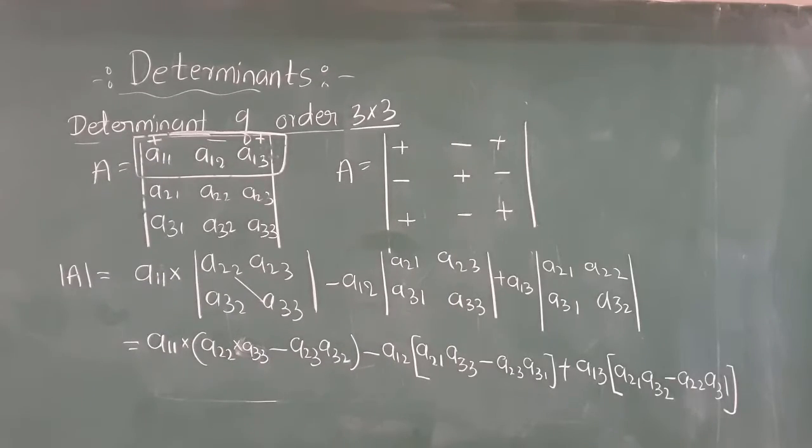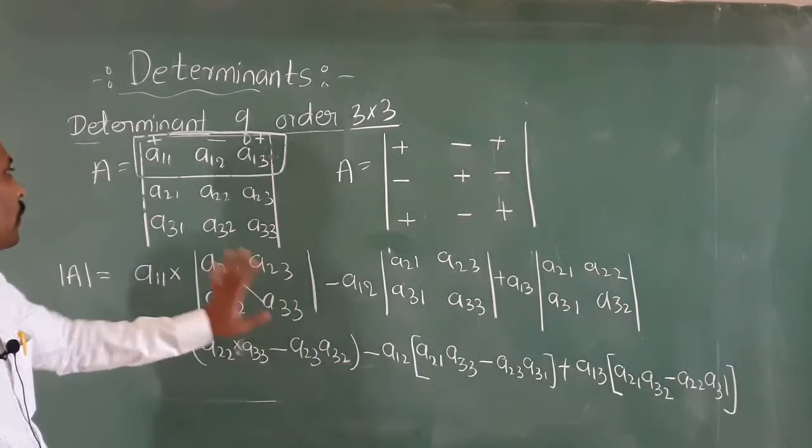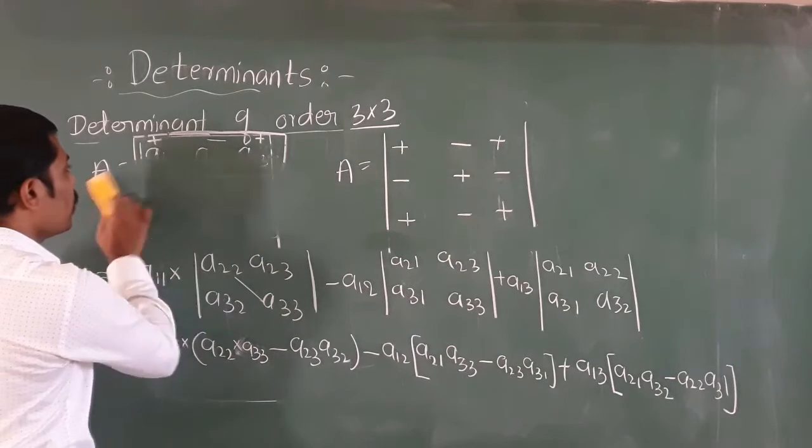This is the procedure to find the determinant of order 3 cross 3. Okay. Just from this we can evaluate. Now we will see one example of how to find the determinant of order 3 cross 3, then it will be very clear for you.